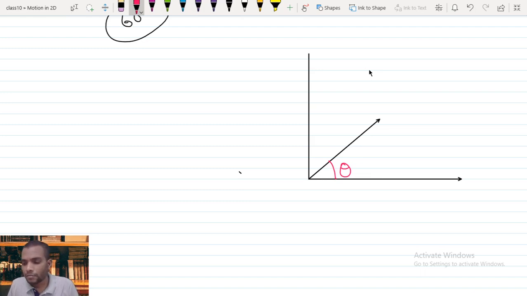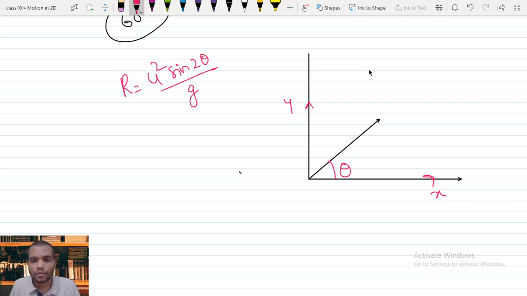Suppose this is the same diagrammatic explanation. If this is the projectile velocity, making an angle theta with the horizontal x-axis, and this is the corresponding y-axis, we got the range R equal to U square sine 2 theta upon g. So theta is what we measure with respect to the x-axis. Suppose I take another angle, which is also known as the complementary angle. If this angle is theta, this angle goes to 90 degree minus theta.